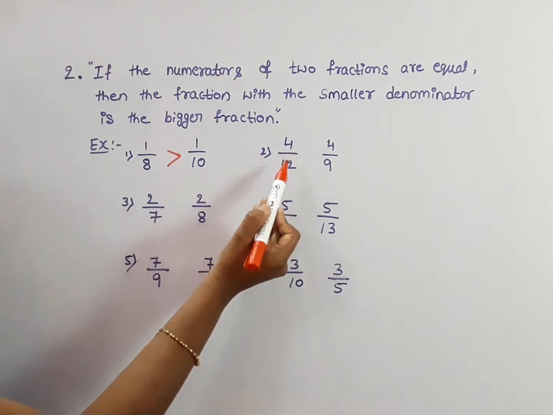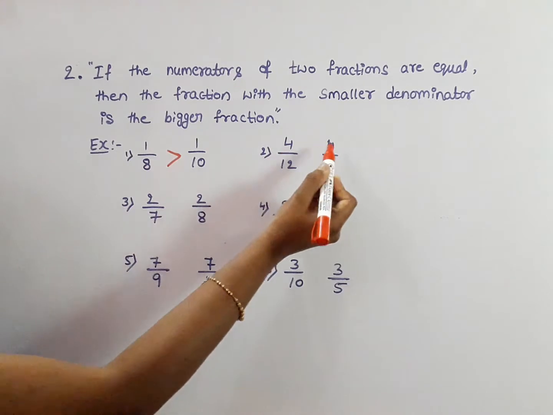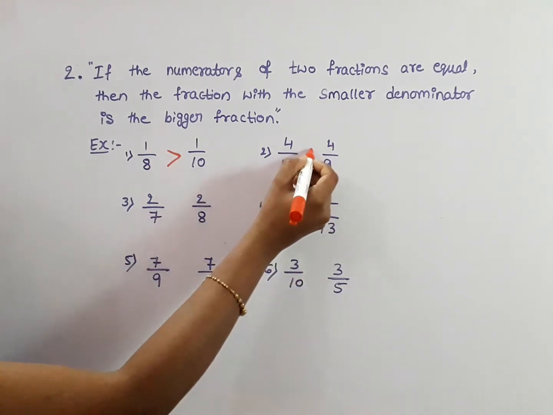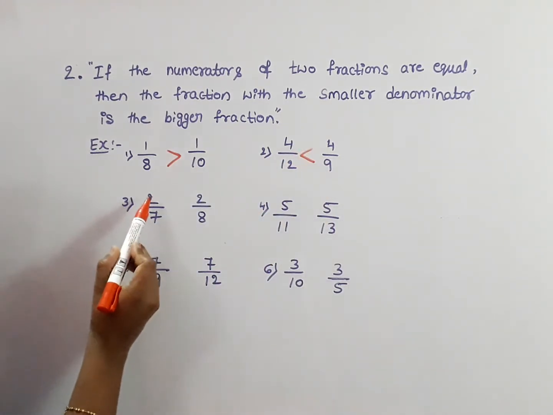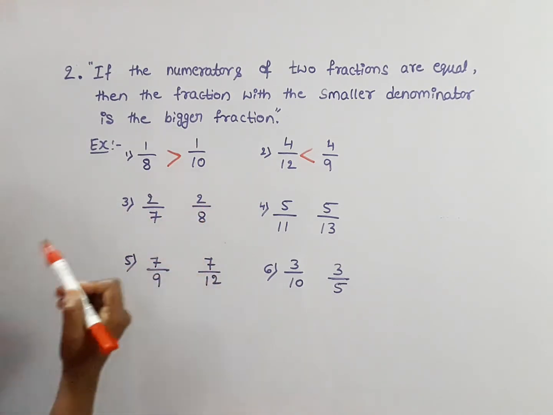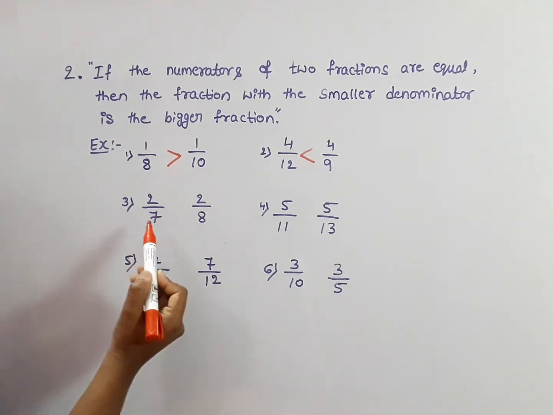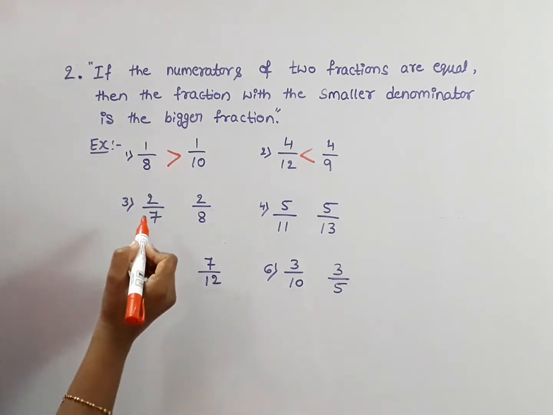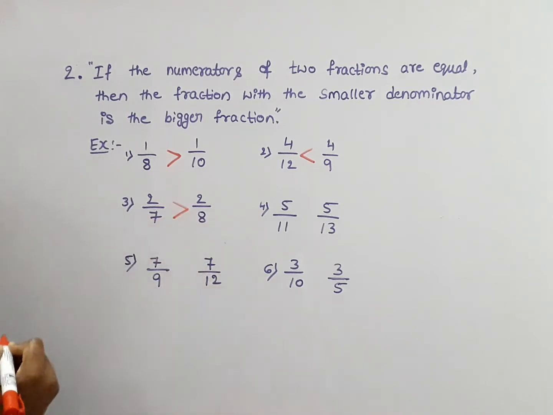Then second one, compare 4 by 12 and 4 by 9. Here numerators are equal. Here also 4, here also 4 is there. So 9 is smaller than 12. So 4 by 9 is a bigger fraction. Third example, compare 2 by 7 and 2 by 8. In both the fractions, numerator is 2. In the denominator 7 is there and 8 is there. Which fraction has the smaller denominator? 2 by 7 has the smaller denominator. So 2 by 7 is bigger fraction.